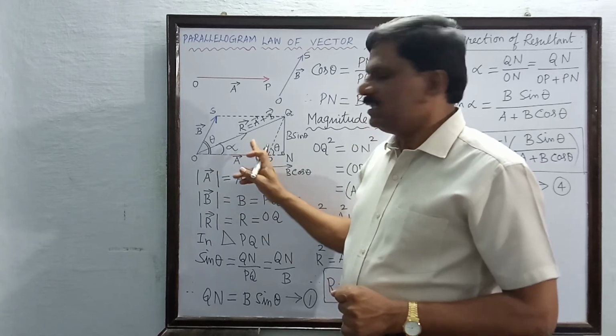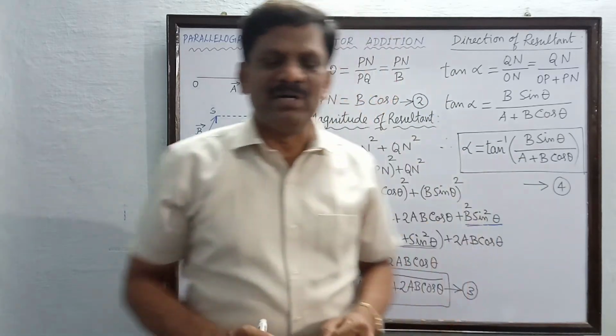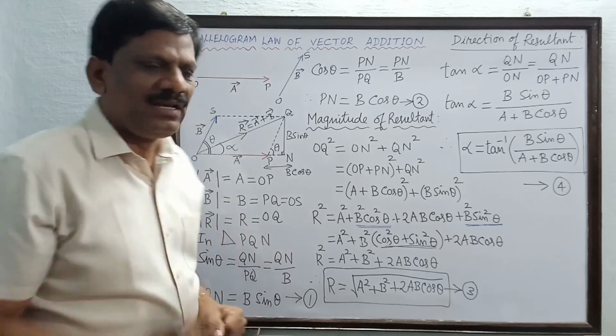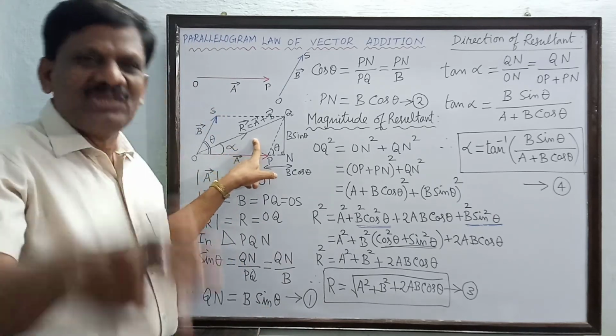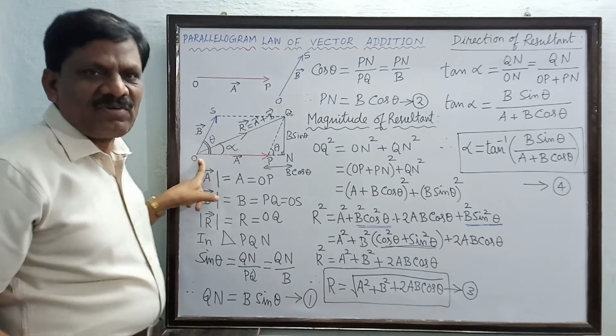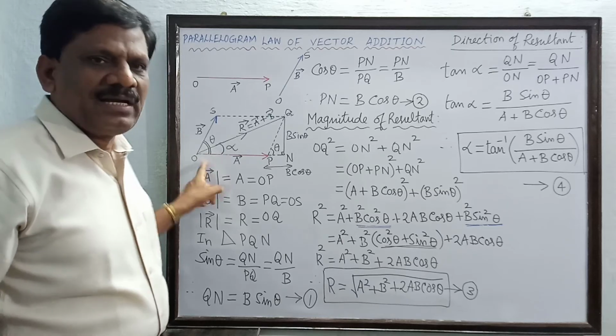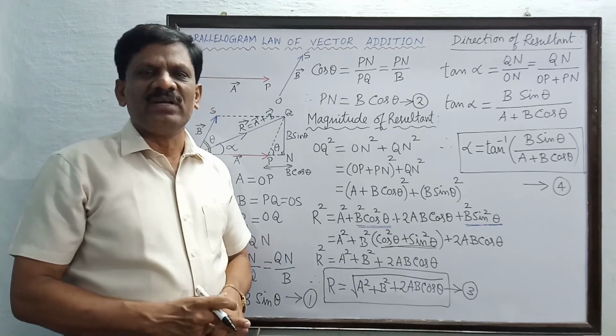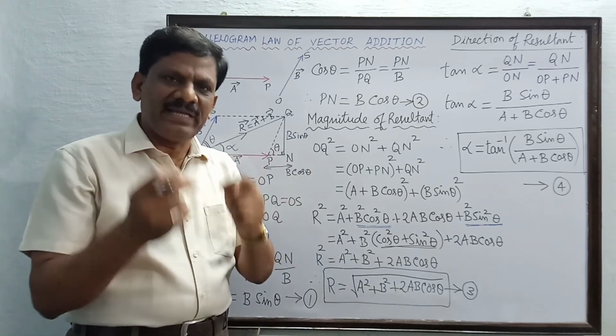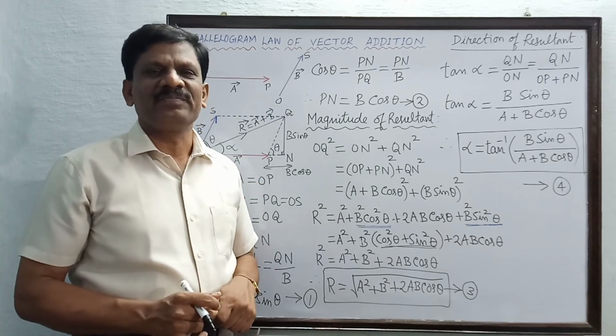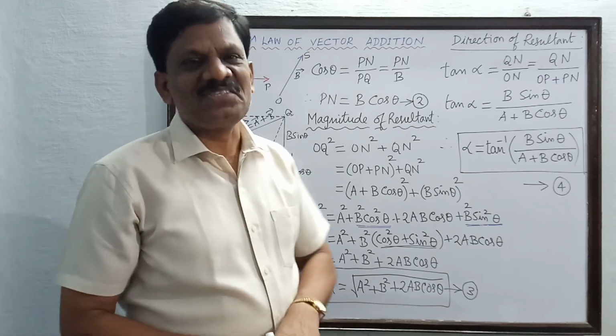Then their resultant is given by the diagonal passing through the common point of contact or the common tail of the two given vectors, where the two tails of the two vectors are meeting. I hope you must have understood. Okay, fine.